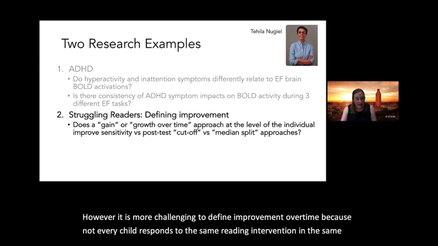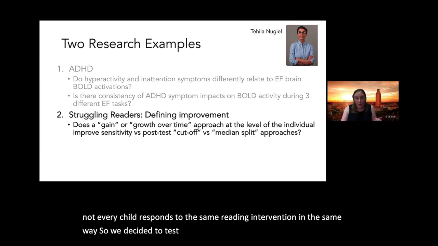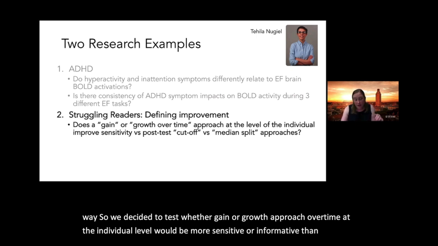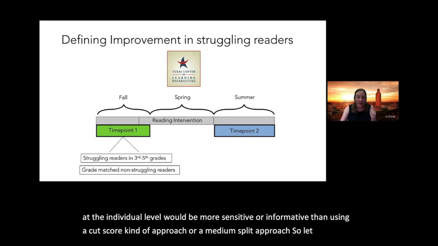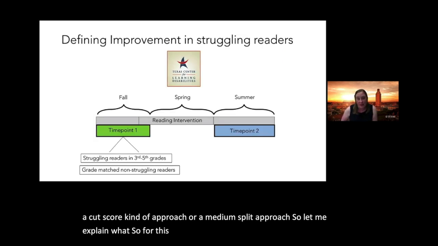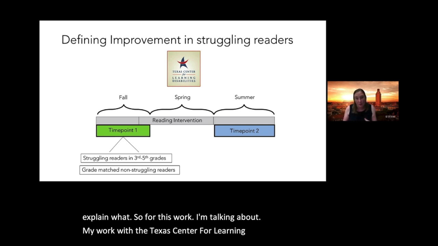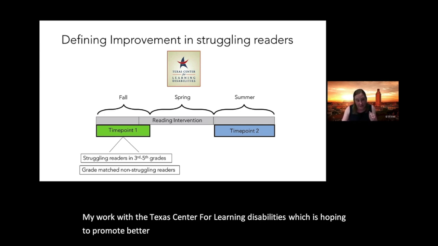So we decided to test whether a gain or growth approach over time at the individual level would be more sensitive or informative than using a cut score kind of approach or a median split approach. So let me explain what I mean. For this work, I'm talking about my work with the Texas Center for Learning Disabilities, which is hoping to promote better reading skills for all of Texas's children.